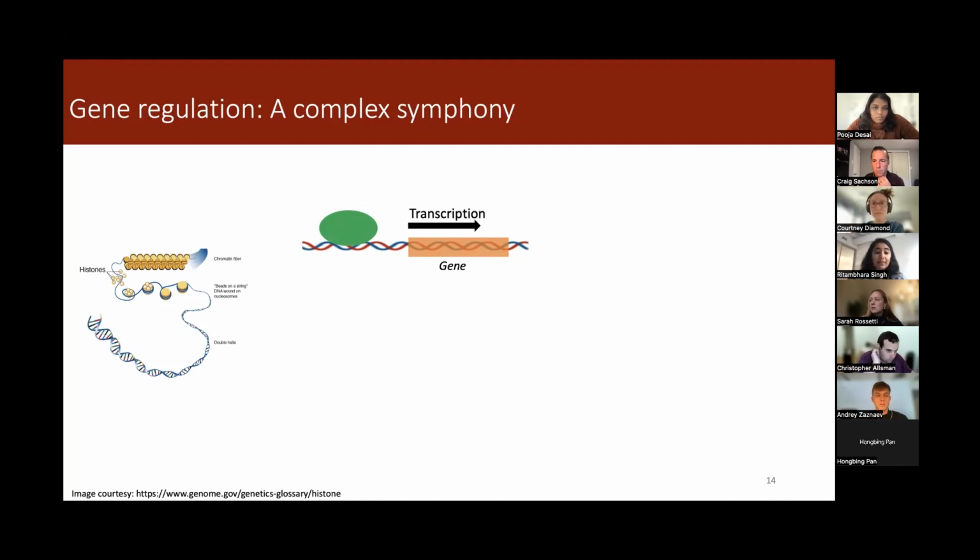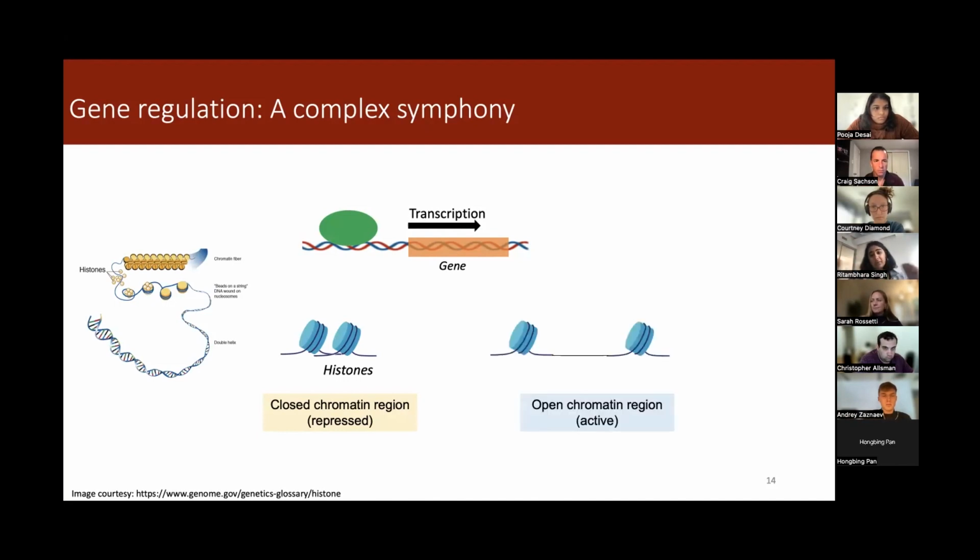So what happens is that the DNA is wrapped around these proteins called histones. And if these histones are nearby, then that region becomes closed and things cannot come and interact with the gene, and the gene is less likely to be expressed. Whereas if these histones are far away, then things can come and interact with the gene and the gene would be expressed.